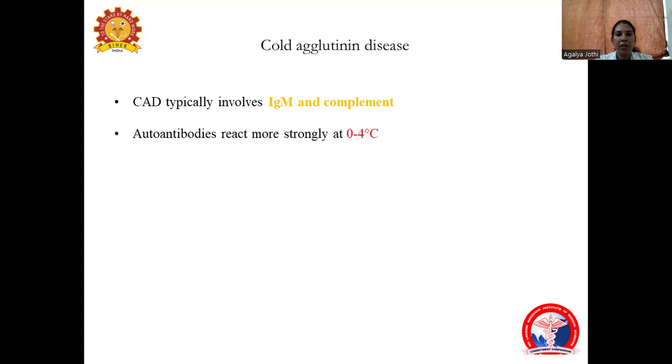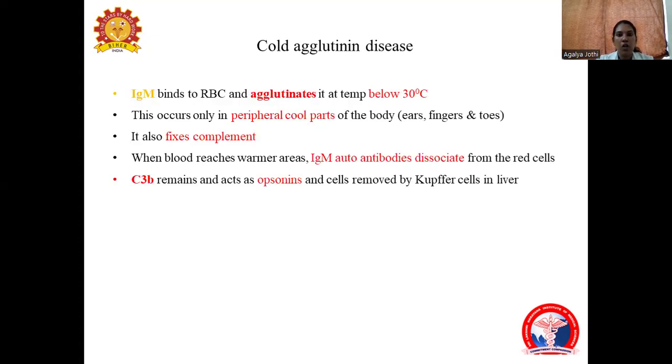Here the main antibody involved is IgM. As I already told you, autoantibodies react most strongly at 0 to 4 degrees. So IgM binds to RBCs and agglutinates at temperatures below 30 degrees Celsius. This occurs mostly in the peripheral, cooler parts of the body like ears, fingers, toes. It fixes complement when the blood reaches the warmer areas.